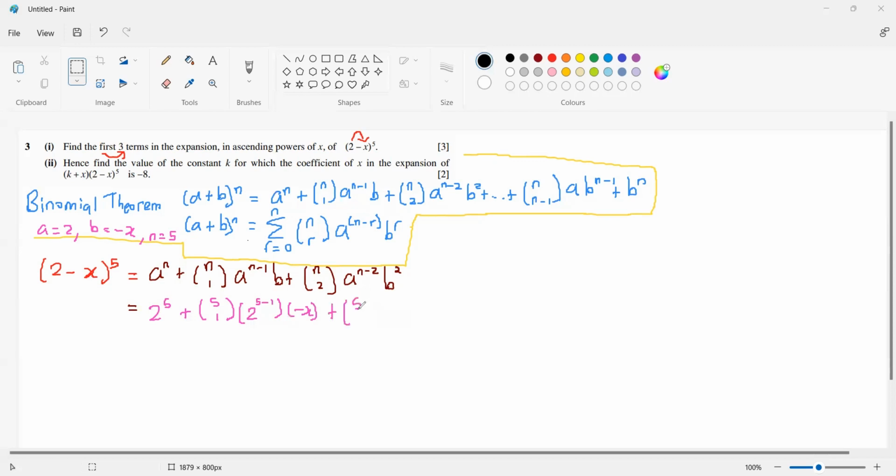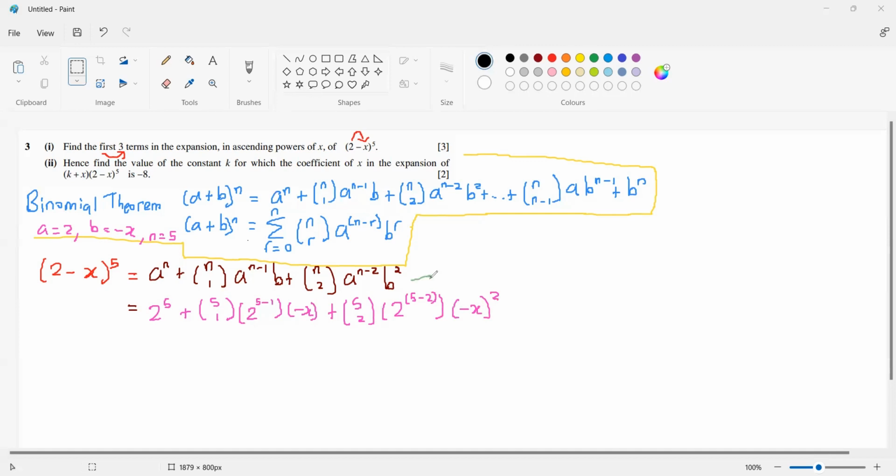And then this is 5 choose 2. This is 2 to the power of 5 minus 2. I'm just substituting like a formula style. And then the b is negative x squared. So up to the first 3 terms.